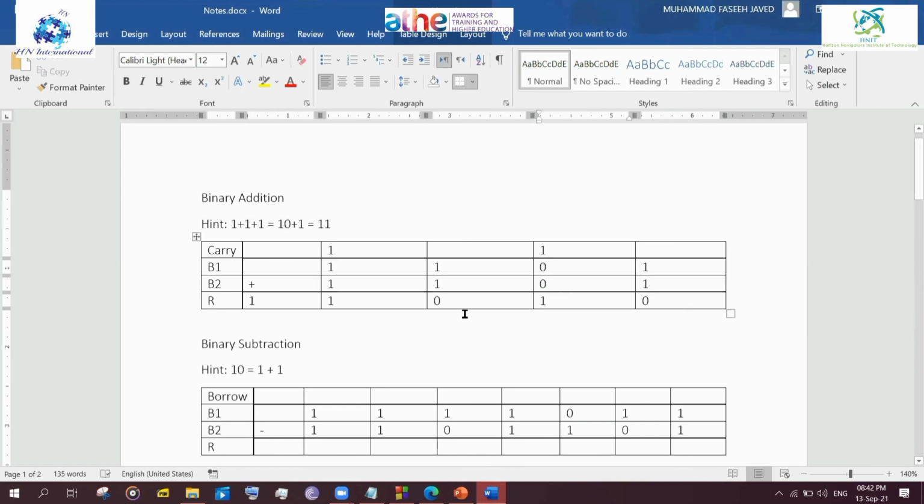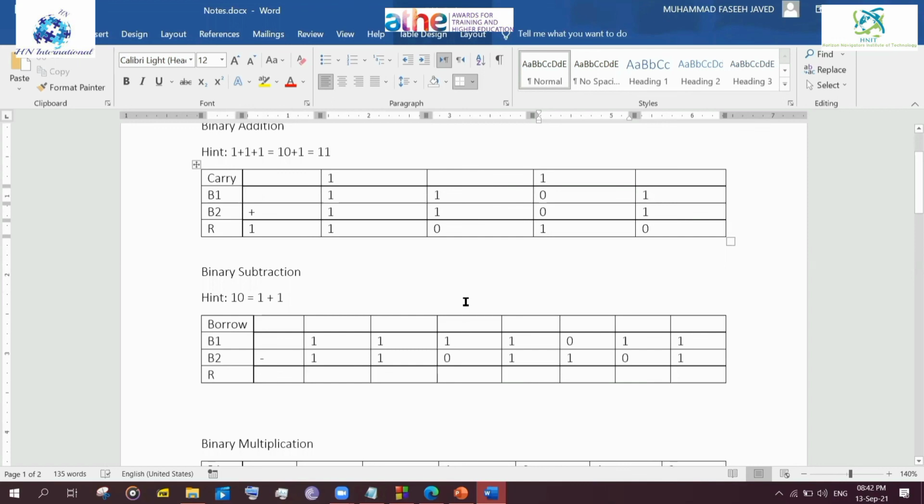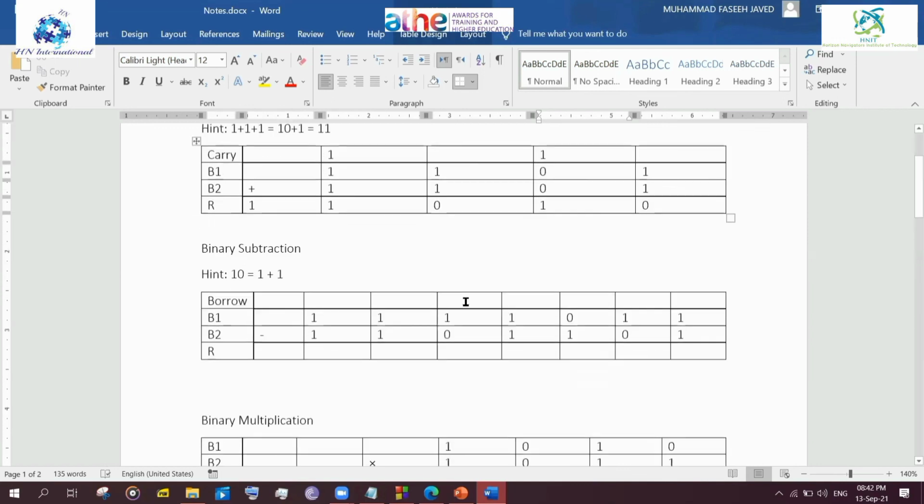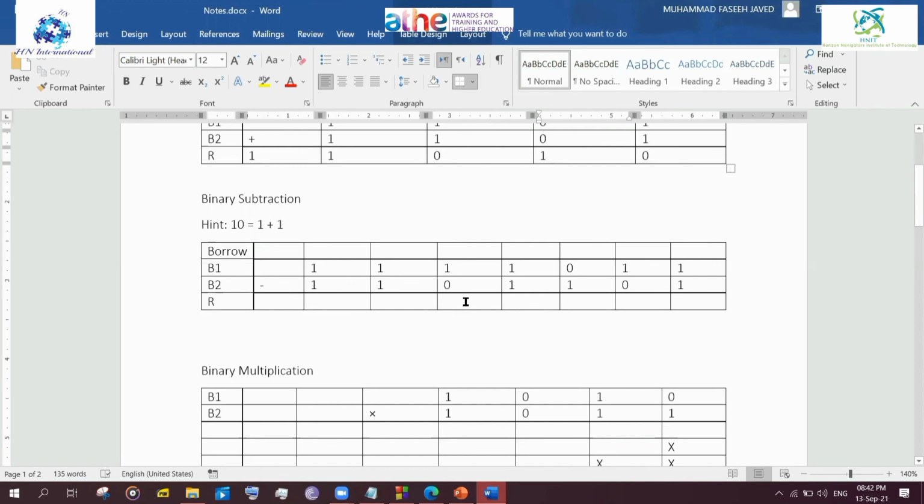Any confusion in binary addition? Okay, let's move on to binary subtraction.